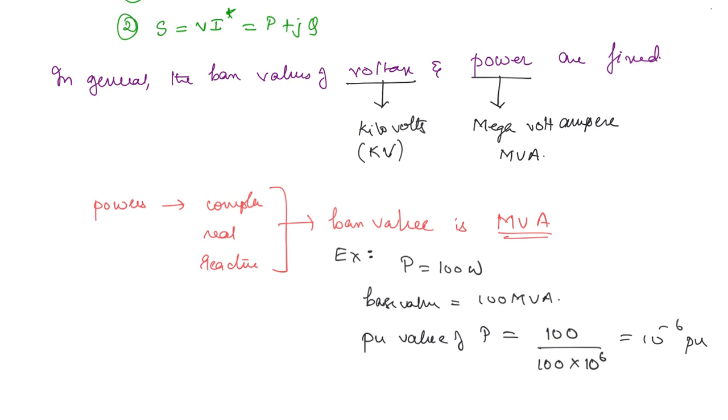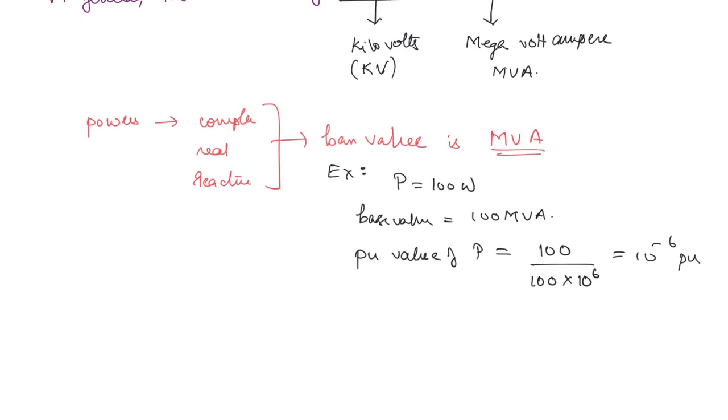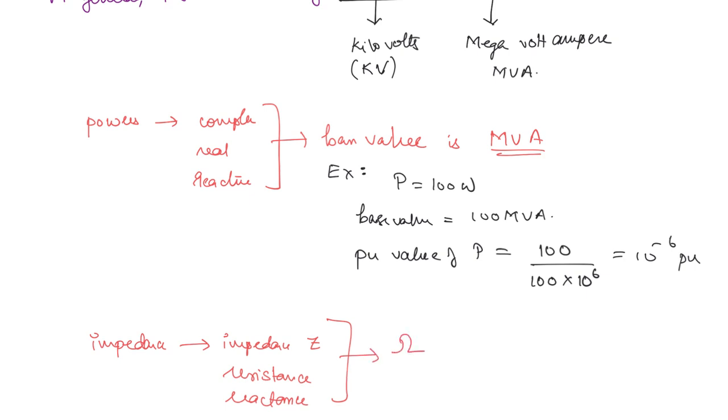Okay. Now, similarly for impedance, you will have the actual impedance, that is Z, right, and you have the resistance, that is the real part of Z, and you also have the reactance, which is the imaginary part of Z. So these are all also going to have the same base value, which is ohms. Okay.